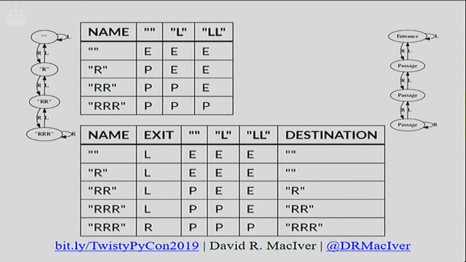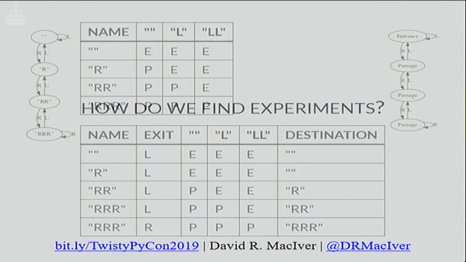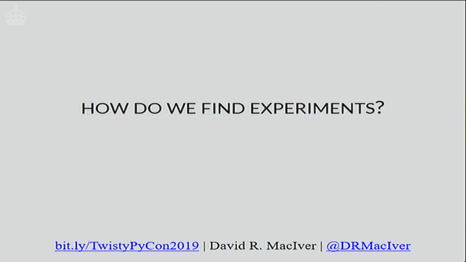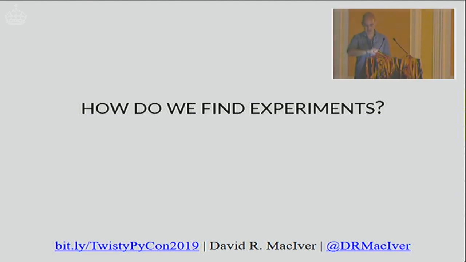And so, sorry, layout problems. By filling in this table and by looking up the rows in the first table that correspond to the destination, this gives us our map. And this gives us a complete map based on our experiments where we've managed to line them all up together. So this is how we can use these experiments to build a map of the maze. But where do these experiments come from?